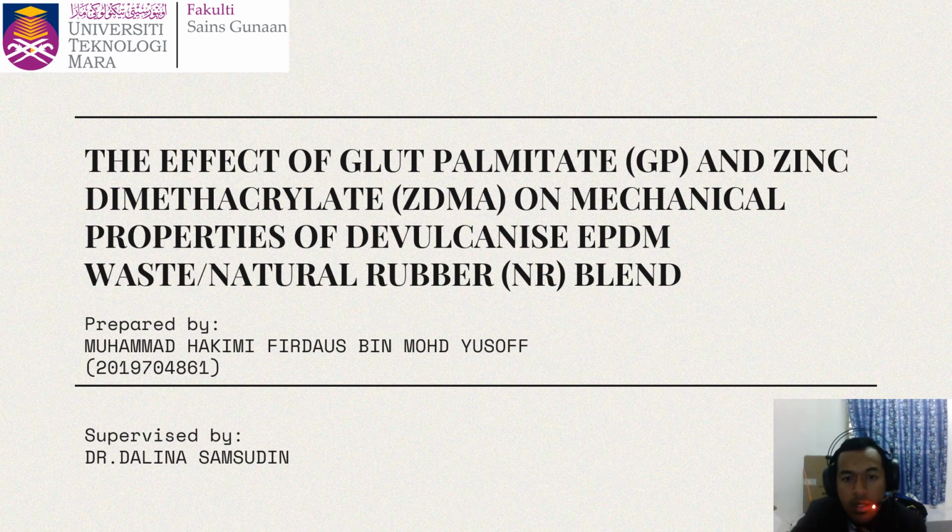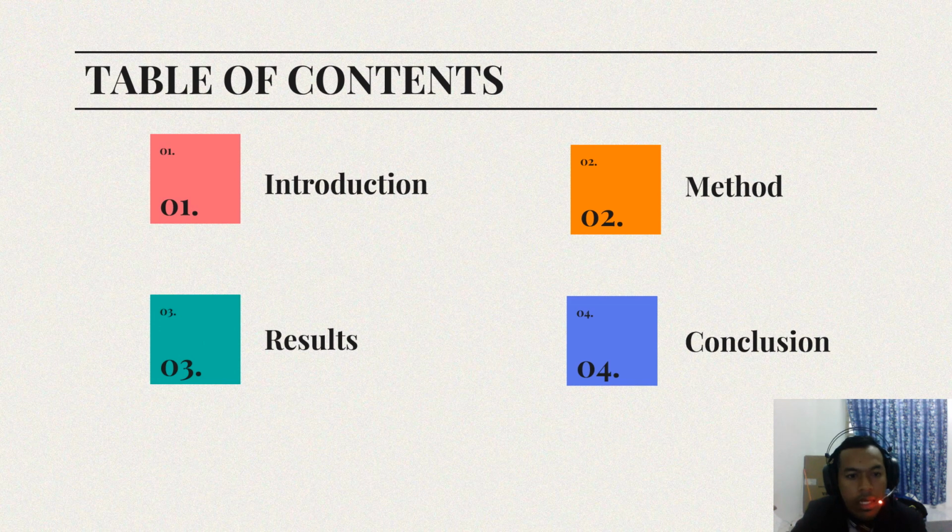We are presenting my final year project on the effect of glutinous palmitate (GP) and zinc dimethacrylate (ZDMA) on the mechanical properties of devulcanized EPDM waste or natural rubber blend. So this video will consist of 4 parts, which is introduction, method, result and conclusion.